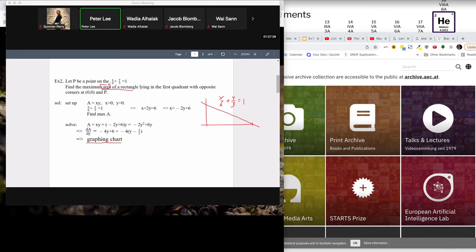It says maximum area of a rectangle lying in the first quadrant with opposite corners at 0, 0 and P. What is P? P is a point on this line right here. So we have a point P here, and now that means we have a rectangle like this. Is it the red rectangle, or the black rectangle like this, or is it the green rectangle like this?